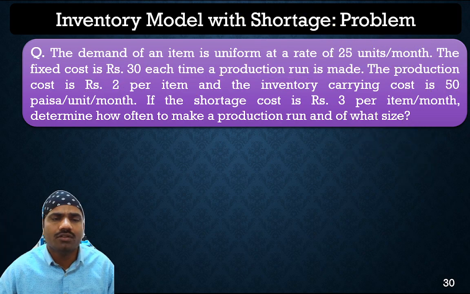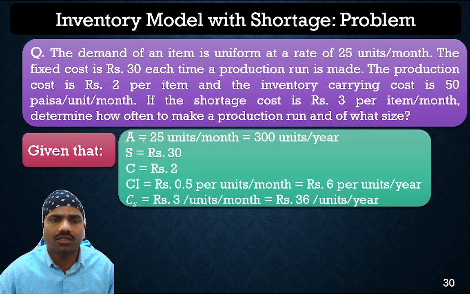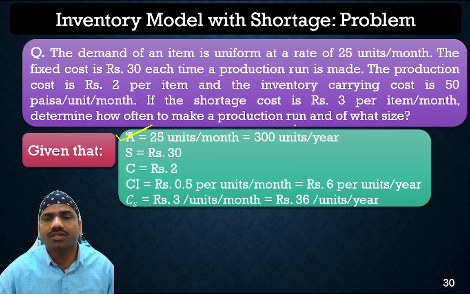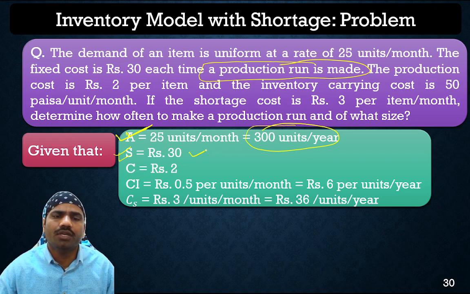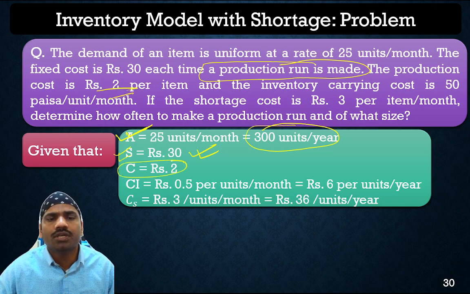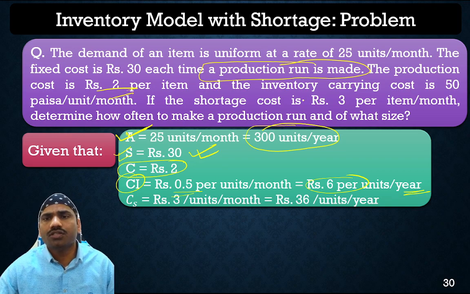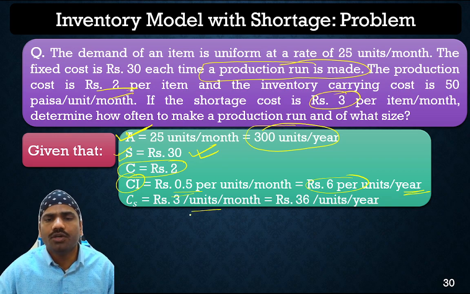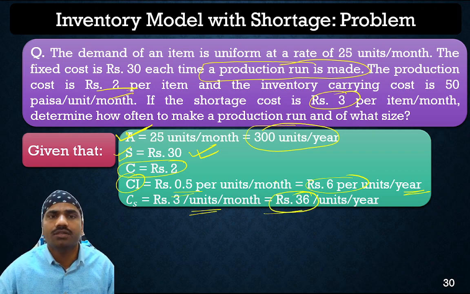So the parameters given, we will mark over here. The annual demand is 300 units per year. We have setup cost, or you can say production run cost: each time we run the production unit, we have to pay an extra cost of rupees 30. Unit cost is rupees 2. Inventory carrying cost is half rupee per unit per month, so we have 6 rupees per year. It is also mentioned that shortage cost is rupees 3 per unit per month, so we have shortage cost as 36 rupees per unit per year.